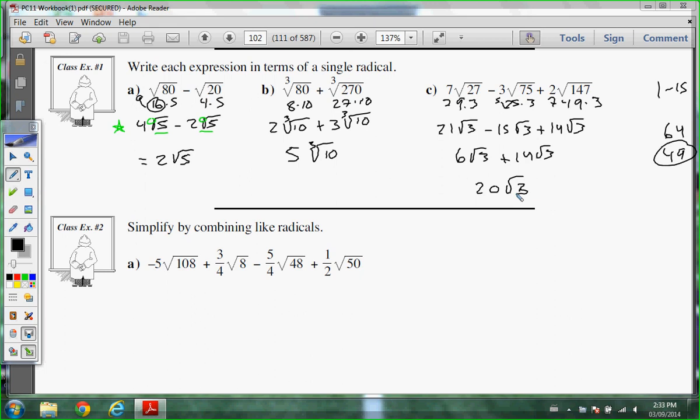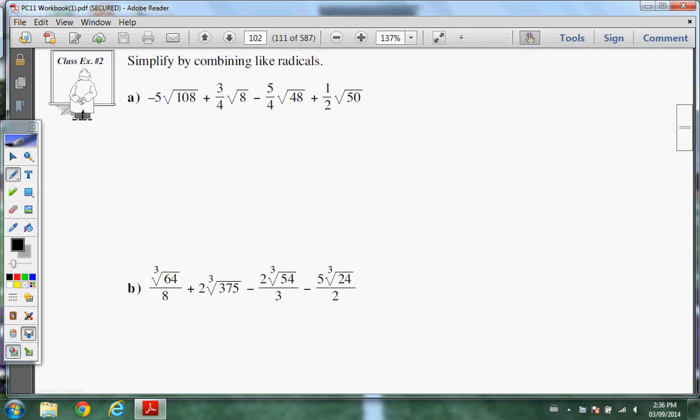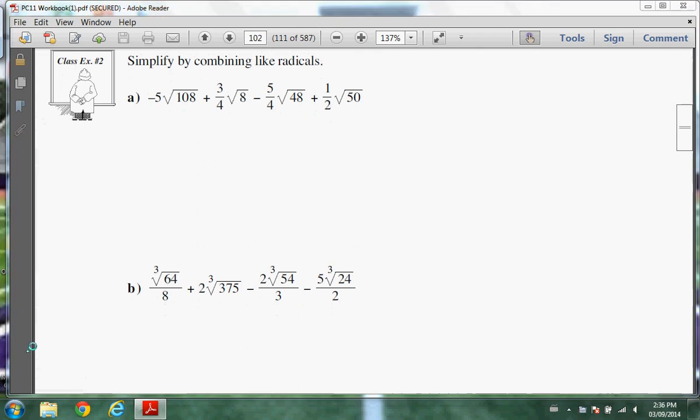Everything still good? Okay. All right. So, example 2, a little messier. We got fractions now. So we'll do the first one.